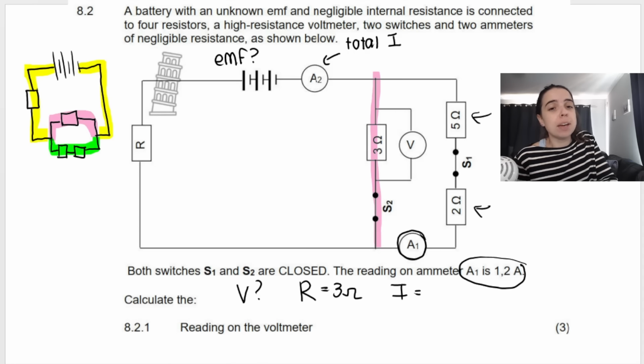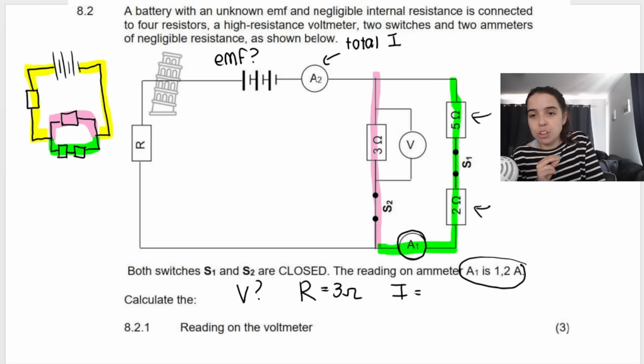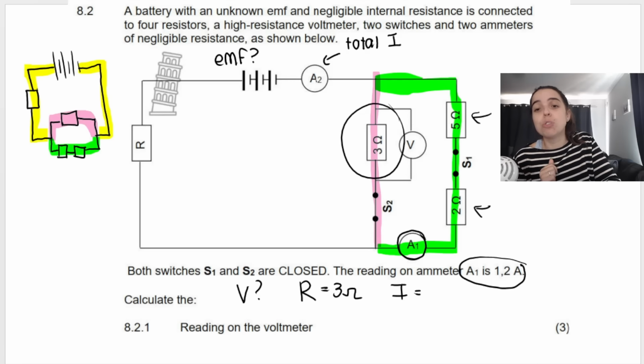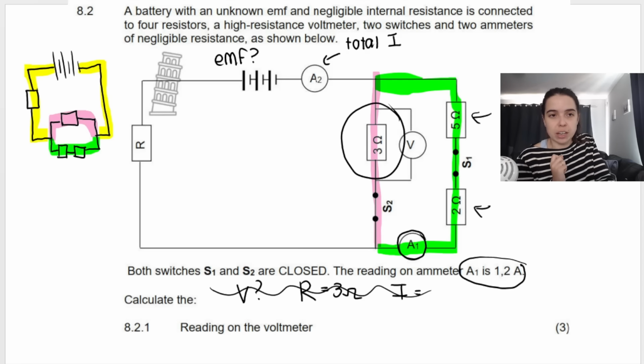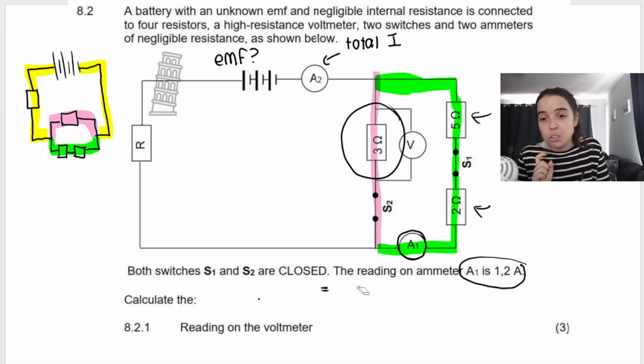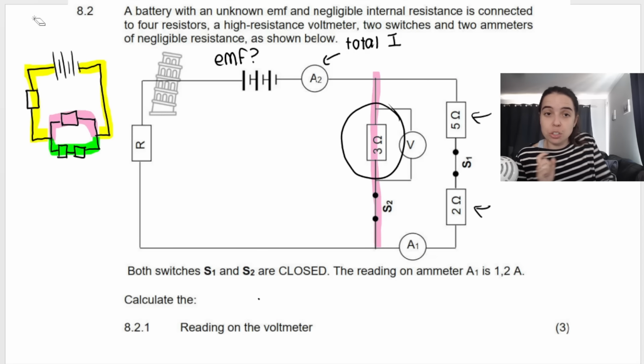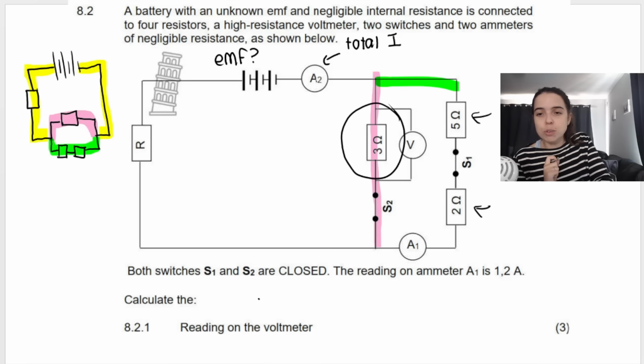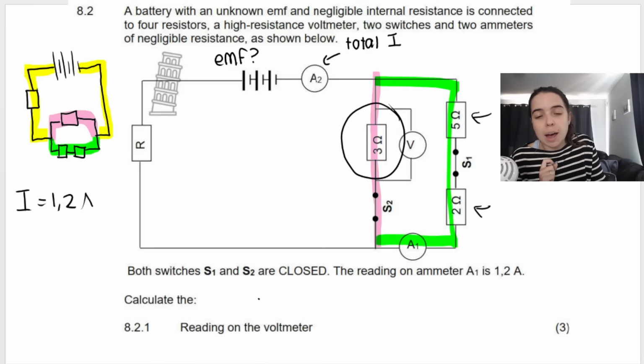Now, please don't make this mistake. A1 is reading the current going through the bottom branch. So A1 is not the current that flows through the 3 ohm, so I can't use this information over here. However, because they give me the current that goes through the bottom branch, I know the current that goes through the green branch. That current is 1.2 amperes.